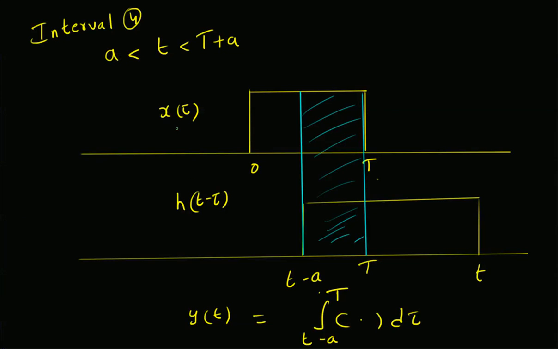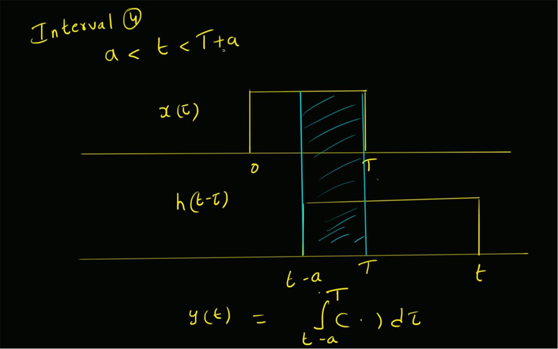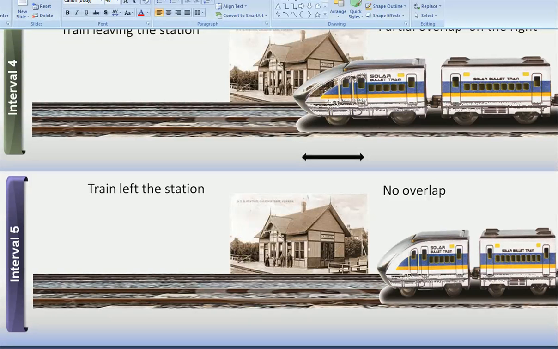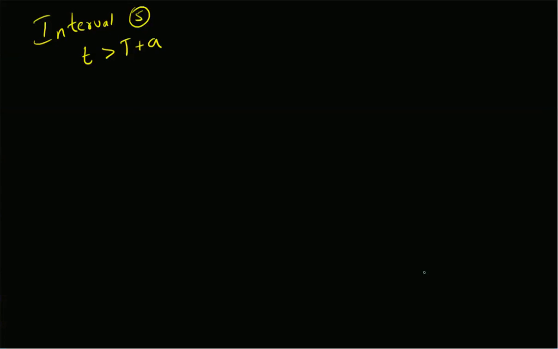Now let us move on to the last interval, interval 5. In this case, our time t is greater than T plus a. Here t was less than T plus a before, so we cross that value also. So t is greater than T plus a. In other words, the train has left the station. Even the back end of the train is outside the boundaries of the station. So in that case, there will not be any overlap.